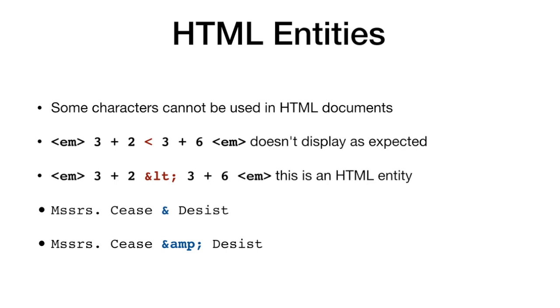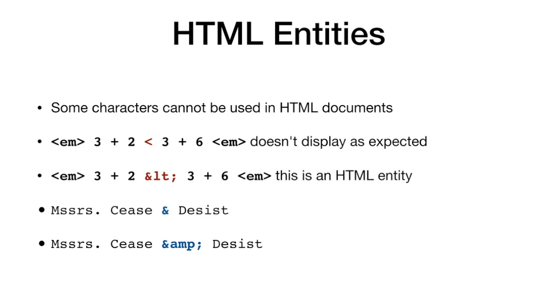So if you want to display a less than symbol in an HTML document, you have to use this special sequence of characters here. This is called an HTML entity. There's a bunch of special sequences that are used to code special characters. So ampersand LT semicolon is the HTML entity for less than, and they all have the form ampersand blah de blah de blah semicolon.